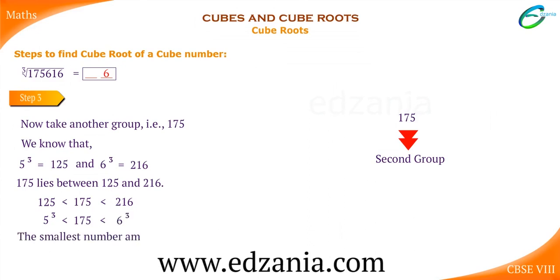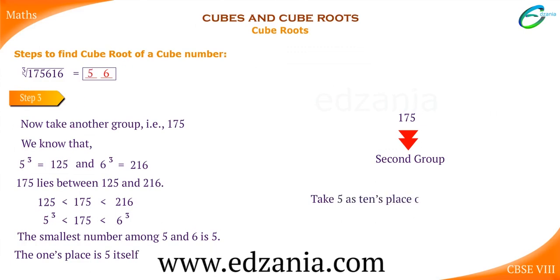The smallest number among 5 and 6 is 5. Take 5 as the tens place of the cube root of 1,75,616. Therefore, cube root of 1,75,616 is equal to 56. We can find cube root of 5 digits or 4-digit numbers also using the same method.